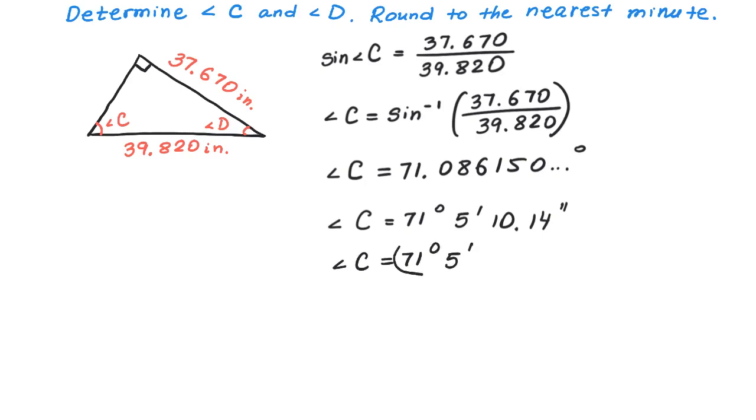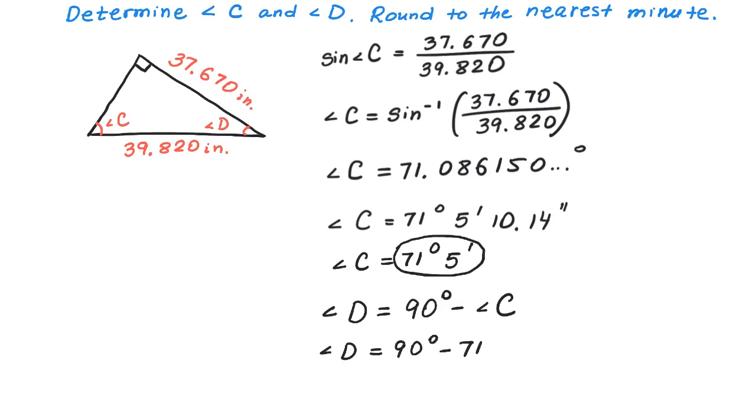So we got angle C, but now we still have to find angle D. And we know that we can find angle D by subtracting 90 degrees minus angle C. So angle D equals 90 degrees minus 71 degrees and 5 minutes. Then angle D will be equal to 18 degrees and 55 minutes. So now we have the measures of both angles.